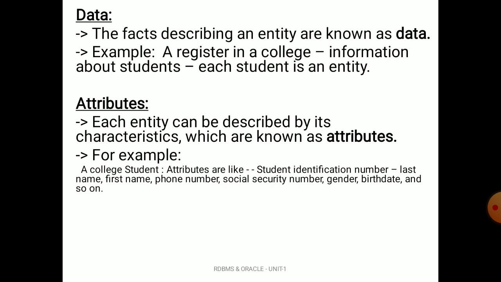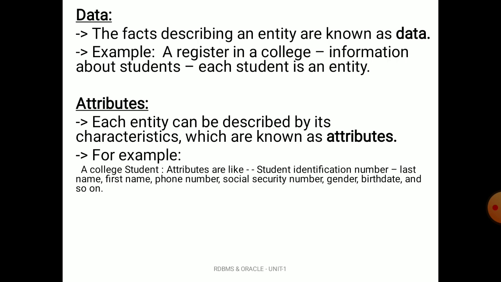For example, a register in a college contains information about students. So the information is called data. That register holding the information about the students, each student is an entity in a particular data.